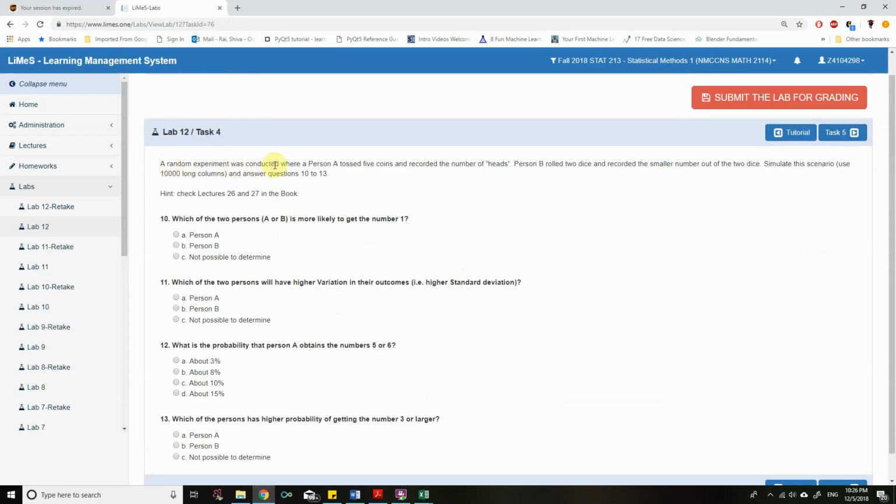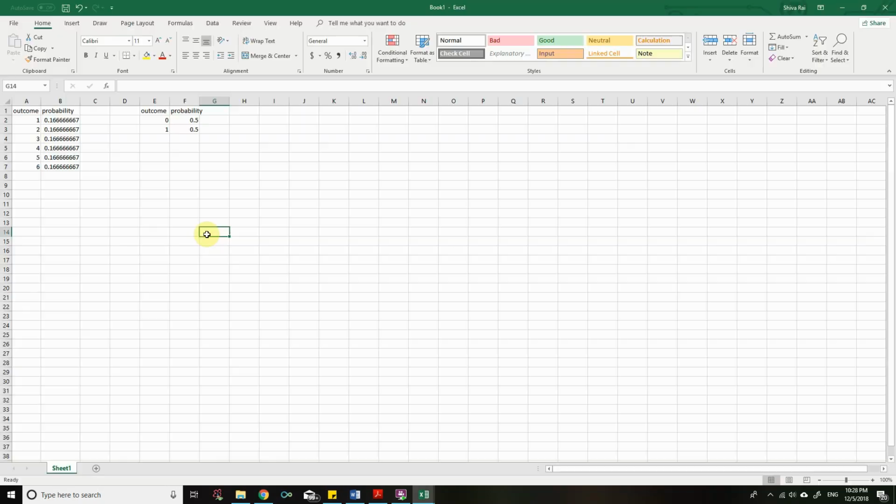A random experiment was conducted where person A tossed 5 coins and recorded the number of heads. Person B rolled 2 dice and recorded the smaller number out of the 2 dice. Simulate this scenario. Use 10,000 columns to answer 10 to 13. First, let us teach Excel to roll a die by making this table. Since while rolling a die we get 6 outcomes, their individual probability is 1/6 for all of these. And let's teach how to toss a coin. Getting 0 is getting tail, and getting 1 is getting a head, and their probability is 0.5 each.